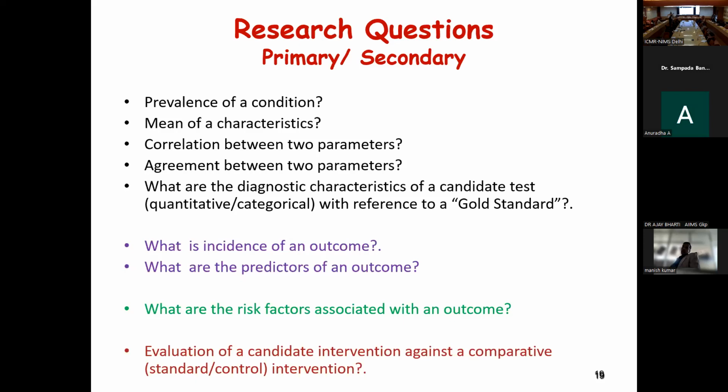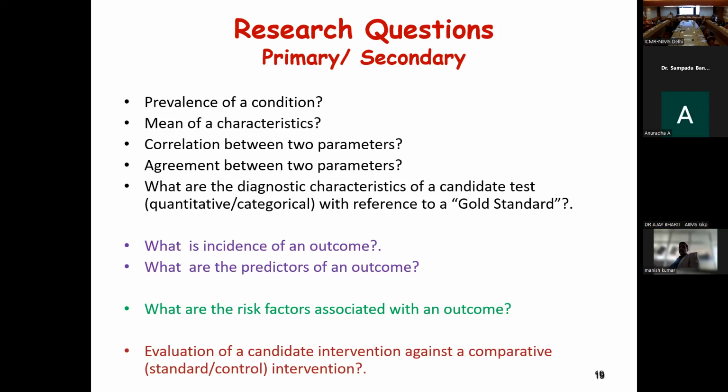Cohort study, right? What is the etiology of an outcome? Risk factors for an outcome. What study design? Case control. And the last one is evaluation of candidate intervention, right? These are only 9 questions.